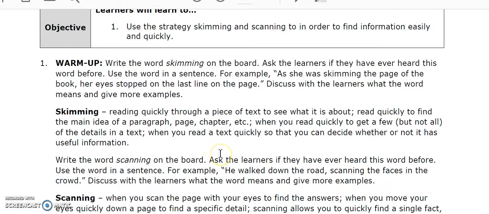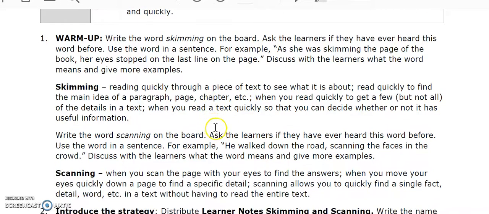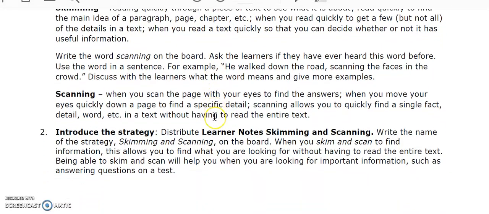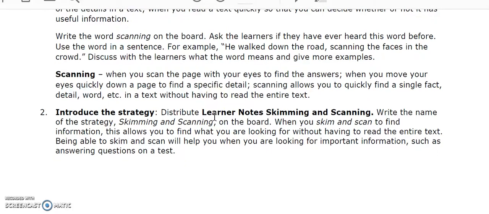The lesson plan for skimming and scanning gives you a warm-up activity to introduce the strategy and to give the learners an introduction to the new vocabulary on what it means to skim and scan for information. It also explains to the learner how this strategy will help them become better readers.